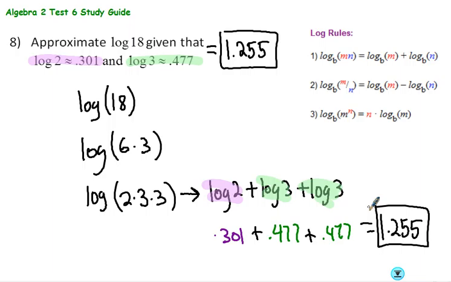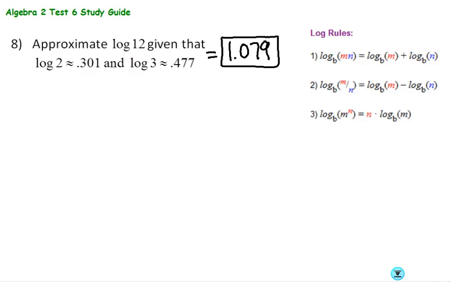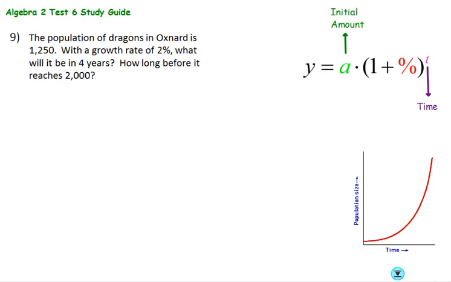Alright, so go ahead and pause. Try number 8 on the right side. Alright, so number 8 on the right side should have got 1.079. I think we already mentioned that. Alright, so let's take a look at number 9.